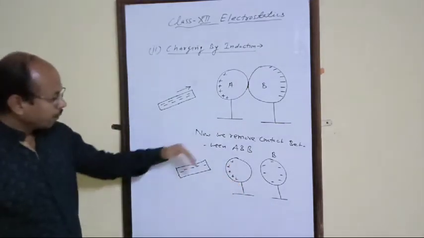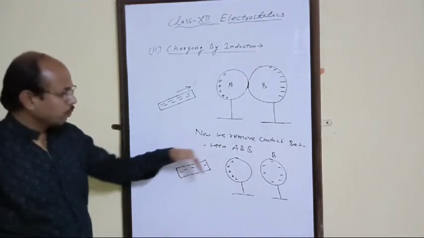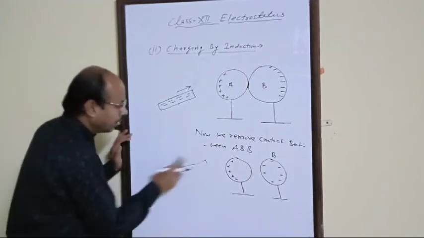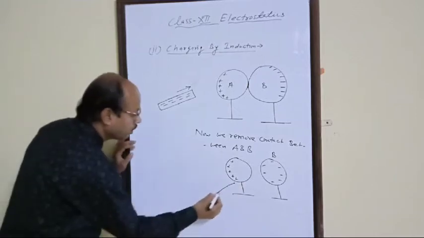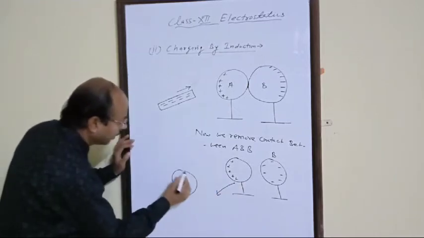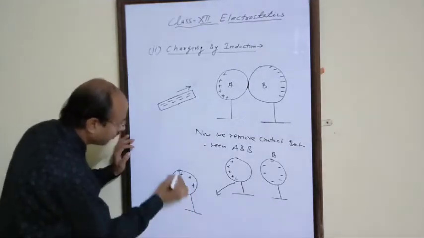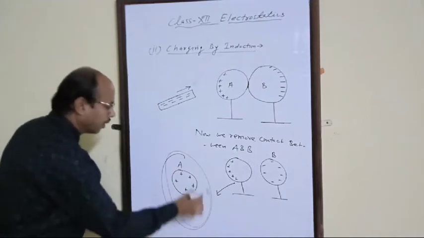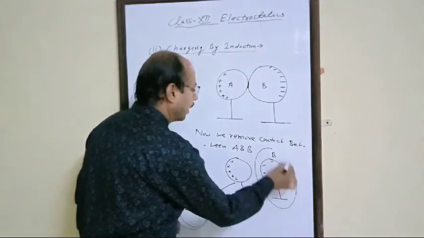And finally, what do we do? We will remove this plate also. Finally, हम इस plate को भी यहाँ से हटा देंगे. Finally, we will remove this plate also. Then what will happen? This positive charge will distribute uniformly, and we get this negative charge over the body. This is body A. It means finally body A becomes positively charged and this body becomes negatively charged.